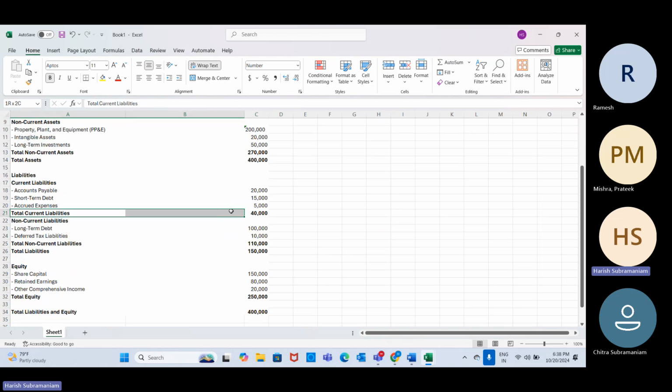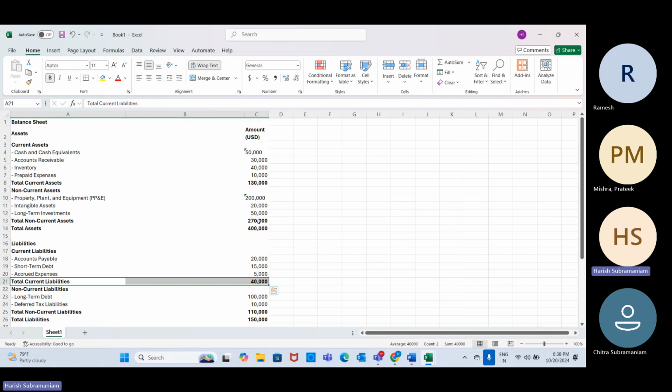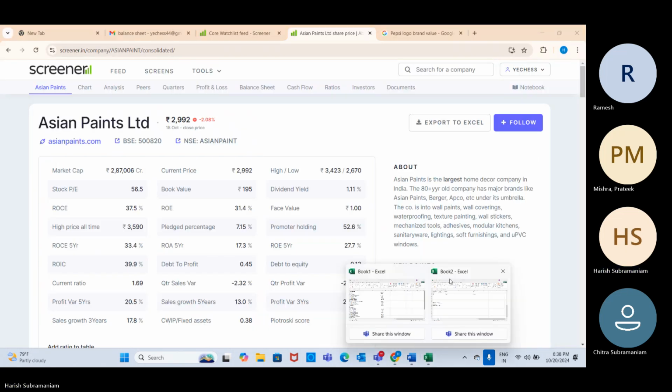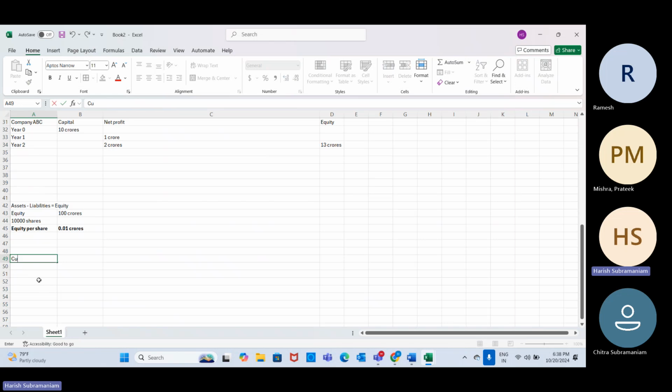But the current liabilities is only $40,000. So what does that mean? That means that the company can service its current liabilities using its current assets. So let's say I have cash in the bank worth rupees 10,000. Okay. But I bought a phone and the EMI that I have to pay in the next 3 months, for example, is rupees 5,000.